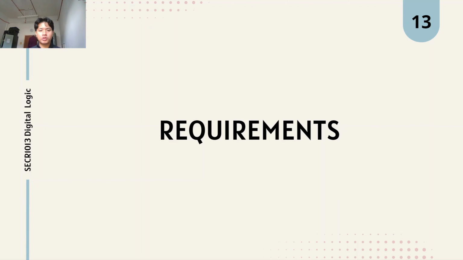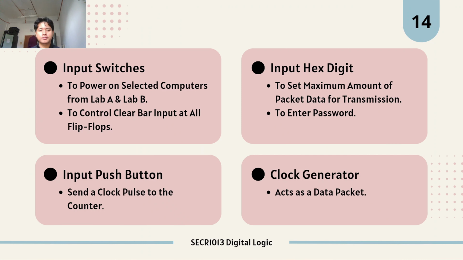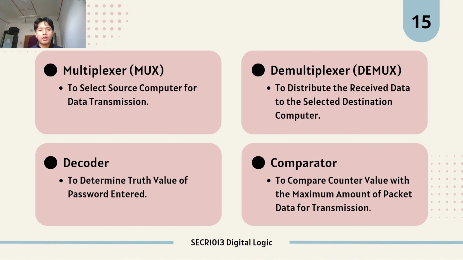Now, let's move to the requirements part. First of all, we need input switch to power on selected computers from lab A and lab B to control clear bar input all flip-flops. Next, we need input hex digit to set maximum amounts of packet data for transmission and to enter a password. Input push button is to send a clock pulse to the counter. A clock generator acts as a data packet.